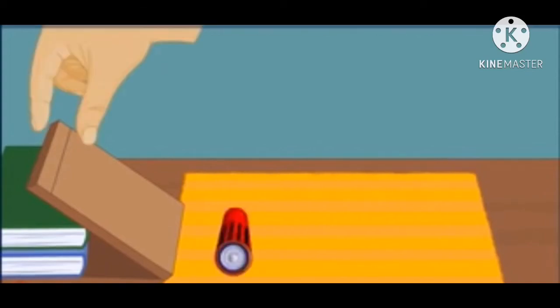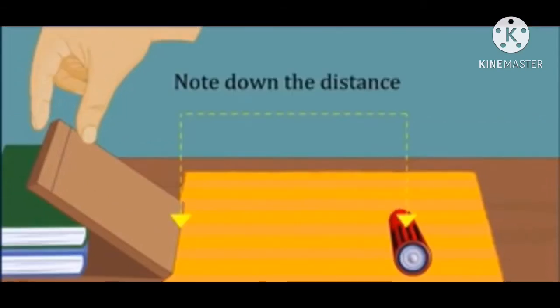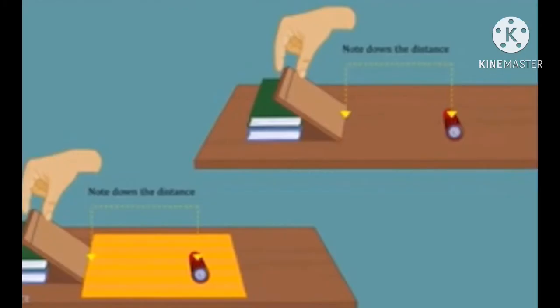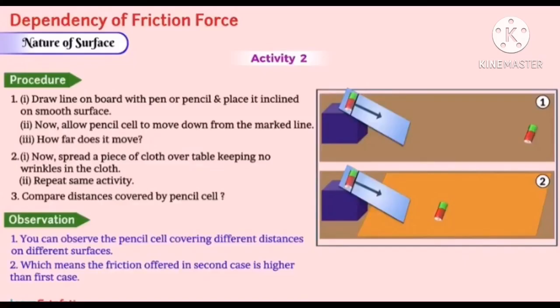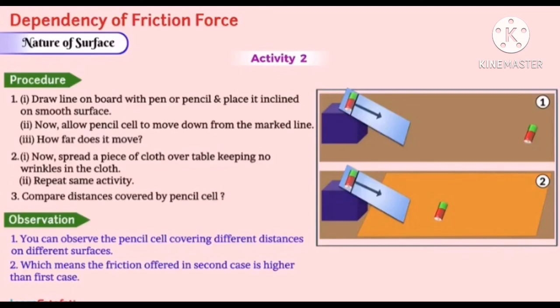Now spread a piece of cloth over the table. Make sure that there are no wrinkles in the cloth. Try the activity again. You will observe that the distance covered by the cell is lesser in the second case. In the second situation, the surface is rough, so the force of friction was more. From these activities, we can conclude force of friction depends on the nature of the surfaces in contact.